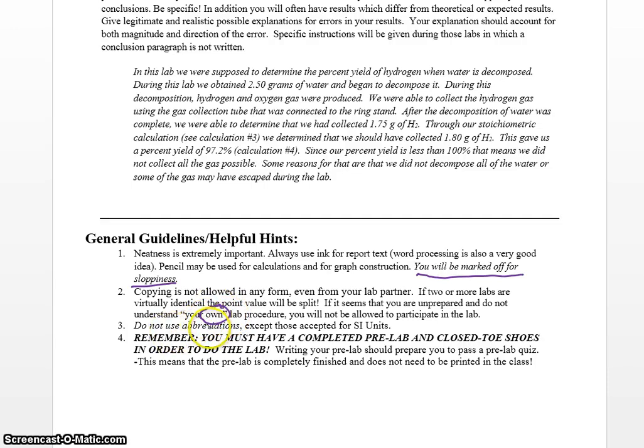Remember not to use abbreviations. We do not use abbreviations in technical writing. The only things that you are allowed to abbreviate are appropriate abbreviations for SI units and symbols and formulas that you will use to represent elements and compounds. Those are the only things.